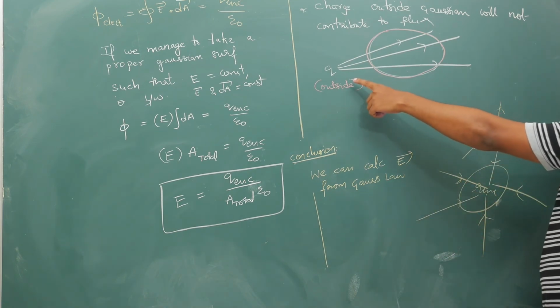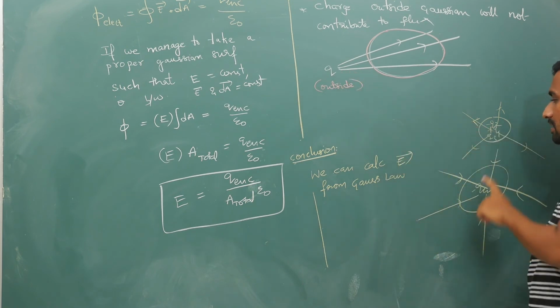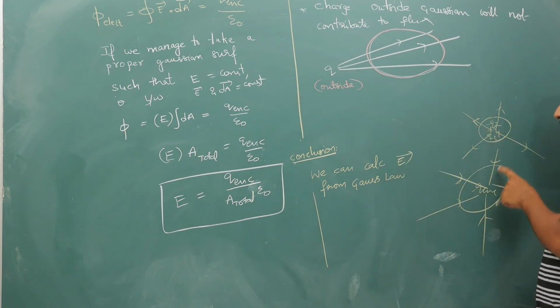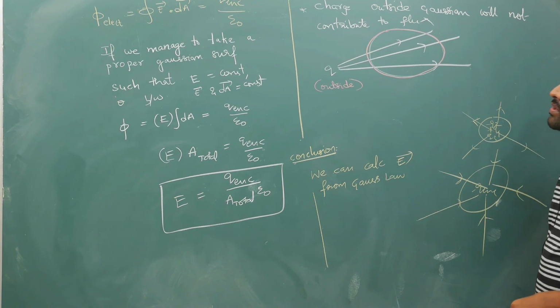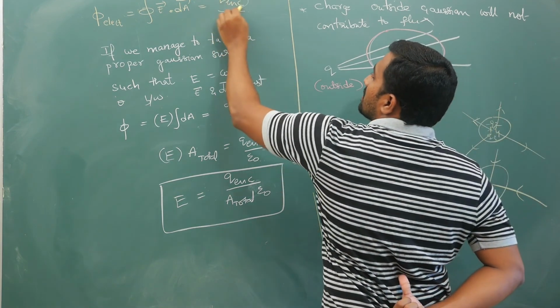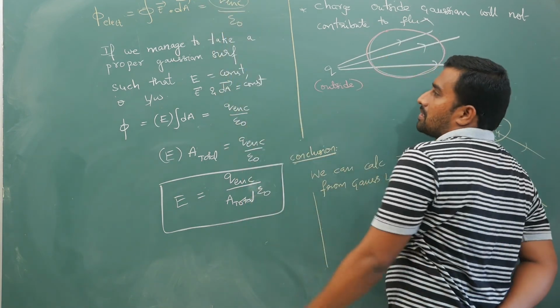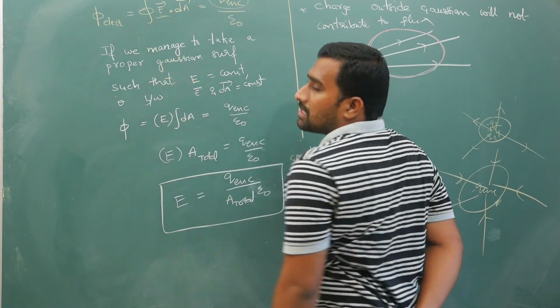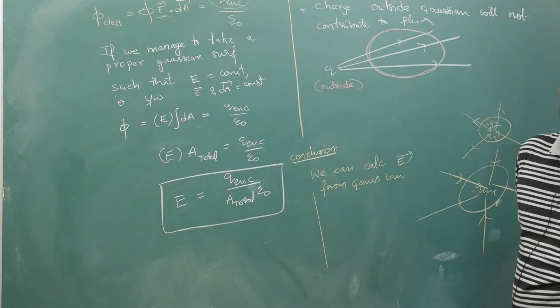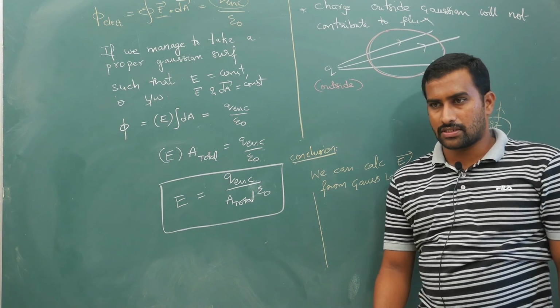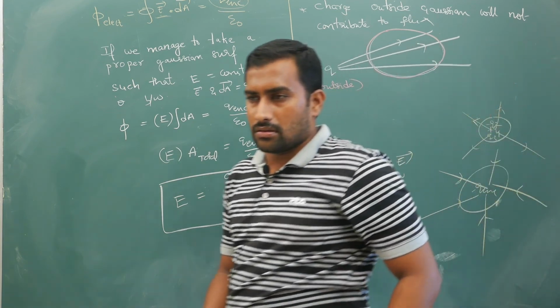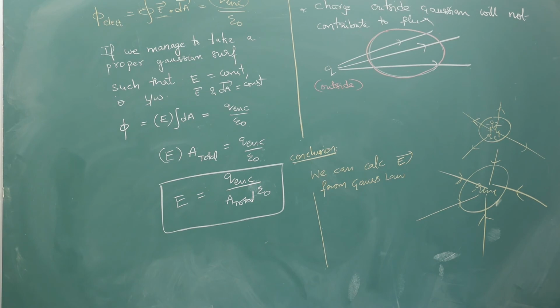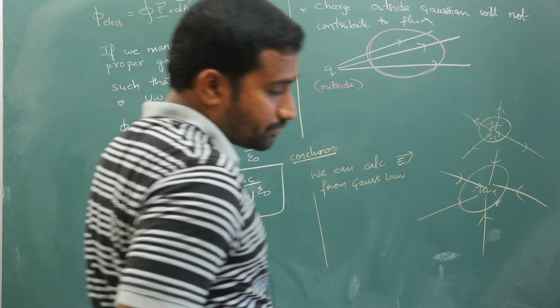So that is why it will not contribute to flux, but charges inside the Gaussian surface will contribute to flux. So that is why here we are considering charges that are present only inside the Gaussian surface, whereas your electric field is because of charges inside as well as outside the Gaussian surface, okay. So getting my point, if you have to consider the field outside the Gaussian surface as well, okay. Copy it down.